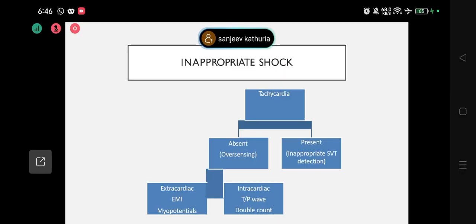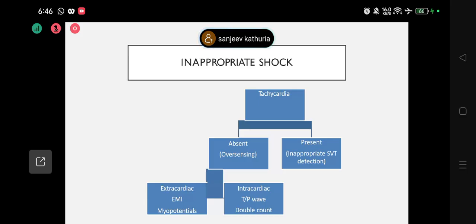So now is our topic. After knowing the basics, inappropriate shock means it's an ICD put for life saving, but it's giving unnecessary shock. So it can be because of two reasons. One, tachycardia is there, but it's not a VT, it's an SVT. So for an SVT, it has given a shock. Other thing, it can be absent. There is no tachycardia. What it has done, either it has taken the sensing from the EMI, electromagnetic interference, or it has done double counting itself.